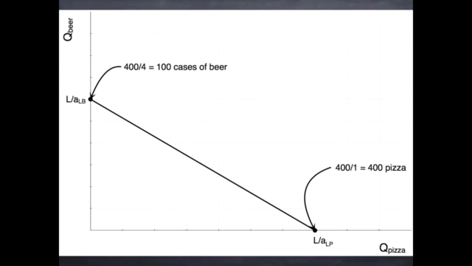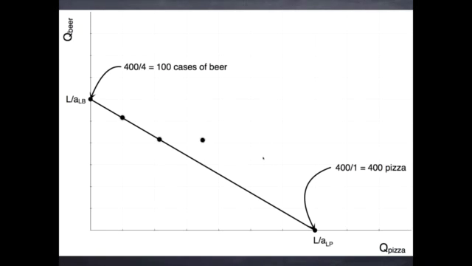So make sure you realize that if you take the amount of labor available, divide by the unit labor requirement for that particular commodity, that will give you the maximum amount that can be produced. In our case, 100 cases of beer. We could do the same thing for pizza. We take the amount of labor available, 400. We divide by the unit labor requirement for pizza, 1, and that gives us 400 pizzas. And if we connect those two points together, that will give us our PPF.